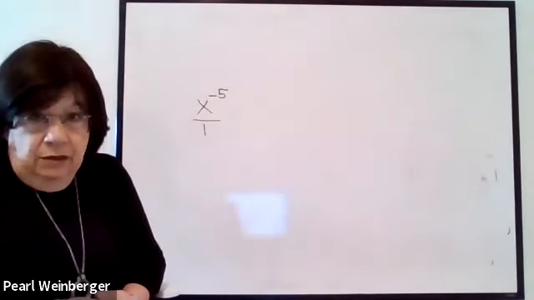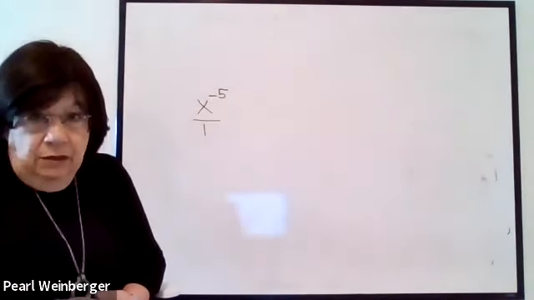Taking the reciprocal means you're flipping it, which means whatever is in the numerator goes into the denominator, and whatever is in the denominator goes into the numerator. That's what taking a reciprocal is. So when I see this x to the negative 5, I know that I have to take this thing and put it in the denominator.